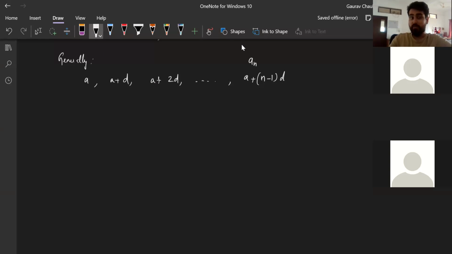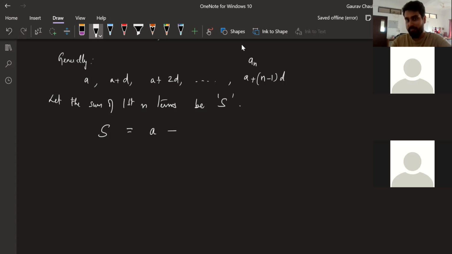So now we are going to find the sum of this AP, okay? Let the sum of first n terms be Sn. Let me see what they call it in the book. Okay, they are calling it S, let us also call it S. Now, S is equal to what?